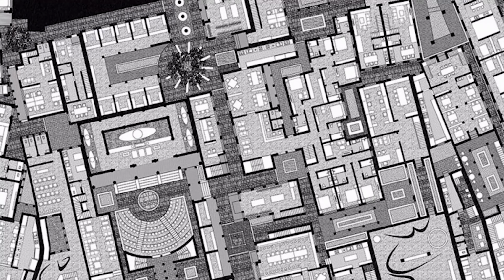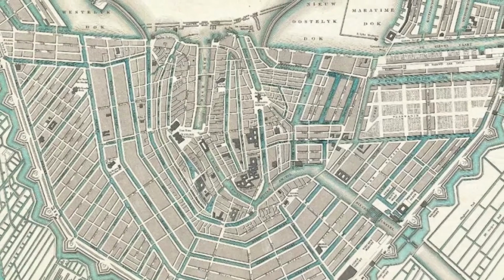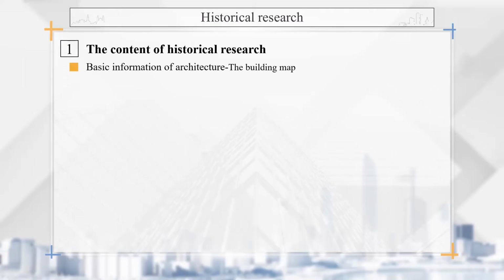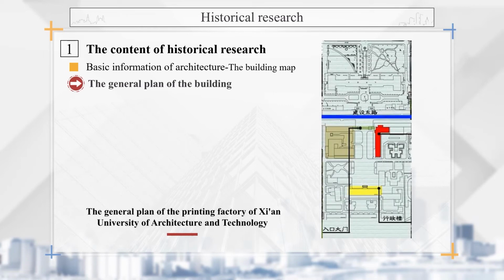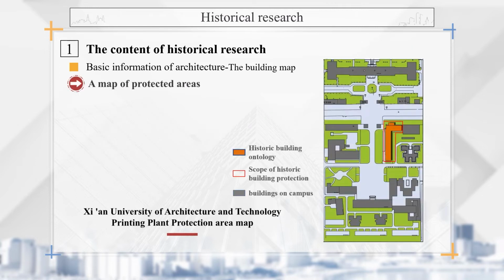The third basic information is the building map. The maps of buildings generally include the following types. The first is the general plan of the building, which expresses the historic building and the surrounding streets, buildings, and environment, etc. And then there's a map of protected areas.